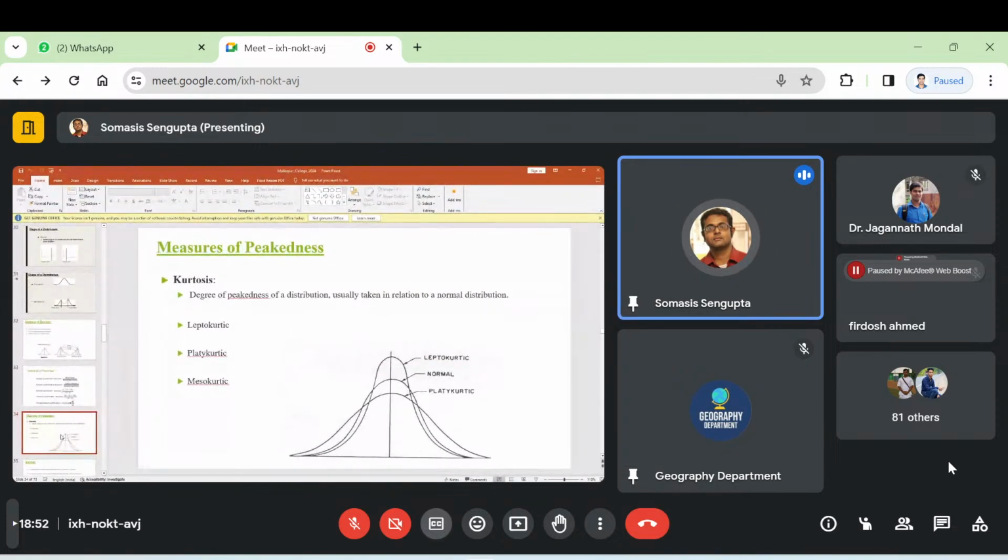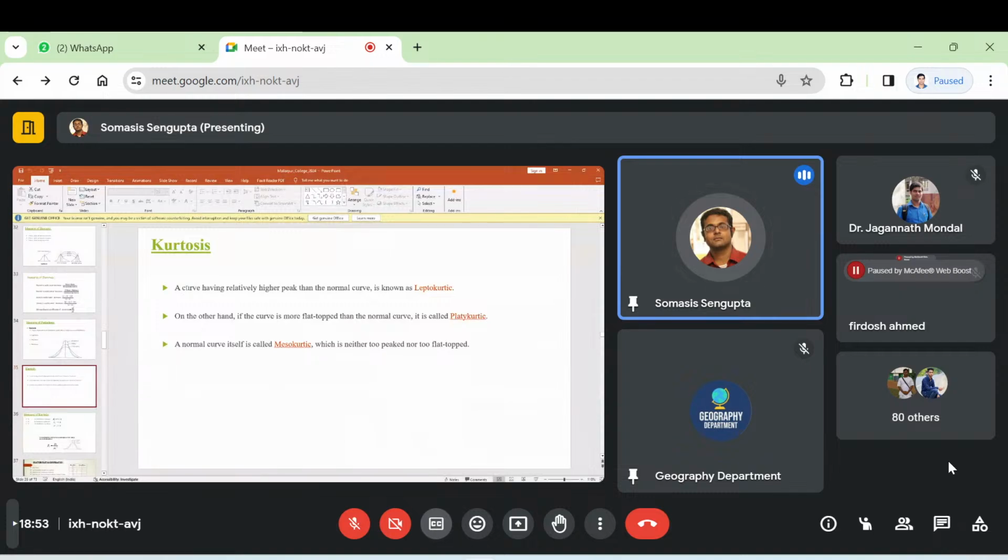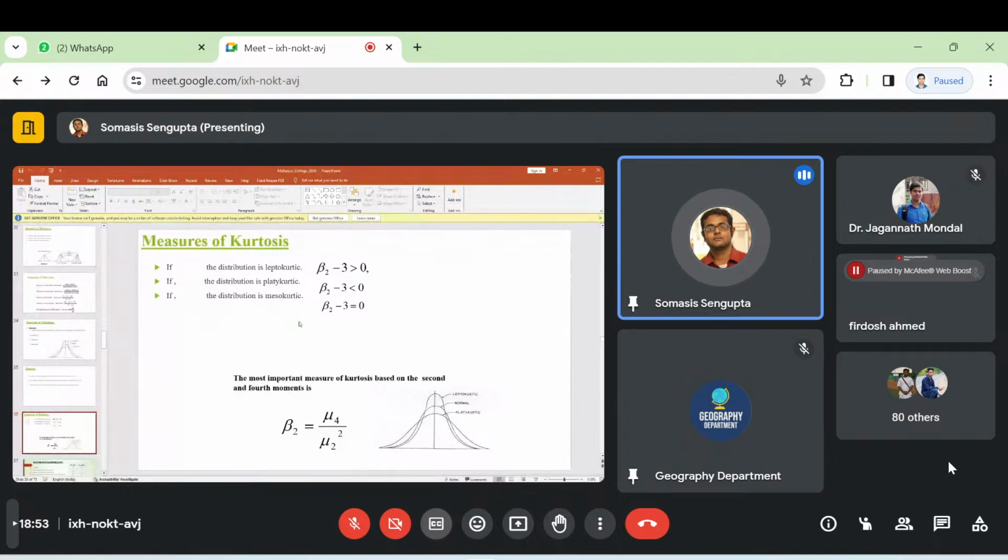Next comes the peakedness of data, which is called kurtosis. See, in this diagram, there are three kinds of curves: leptokurtic, normal or mesokurtic, and platykurtic. The curve which is very much peaked is called the leptokurtic curve. That means there is extreme peakedness in the data set, normal has lower peakedness, and platykurtic has very low peakedness. So this is what I have said, the definitions. I'll directly go to the next slide.